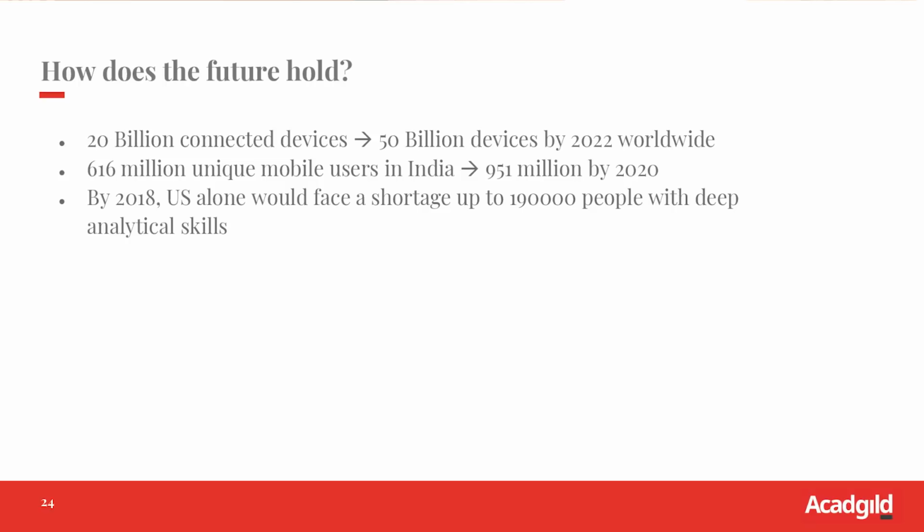So what does the future hold in data science? Today we have around 20 billion connected devices on the planet. It is expected that we will get 50 billion devices by 2022. Only with 20 billion are we able to get this much data. Imagine what we can do with 50 billion devices. In India, we have around 616 million unique mobile users, which is expected to go up to 951 million by 2020. And by 2018, this year alone, the US would see a shortage of 2 lakh people with data analytical skills.